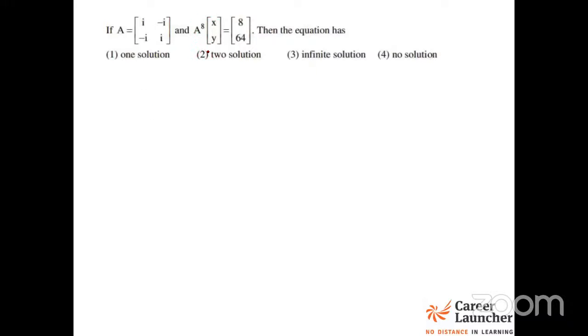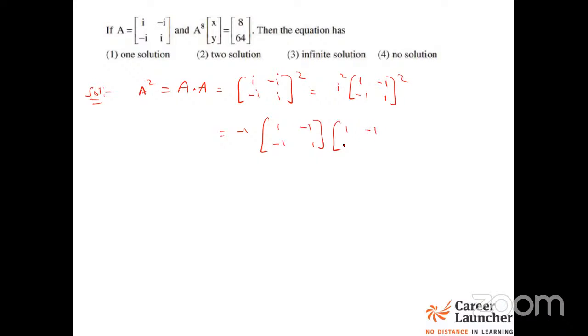Next, it is given that A power 8 times the matrix (x, y) is equal to (8, 64). Now, what we can say about this equation, the number of solutions of this equation. So for that, try to find A square first. What will be A square? A square is nothing but A into A. So i times the matrix, and this is whole square. Now in all these terms, you can take i common. So taking i common, the matrix (1, minus 1; minus 1, 1) whole square. So i square times of this, right? So i square is minus 1 times the matrix (1, minus 1; minus 1, 1) into (1, minus 1; minus 1, 1). Now multiply these terms, minus 1 times 1 plus 1 is 2.